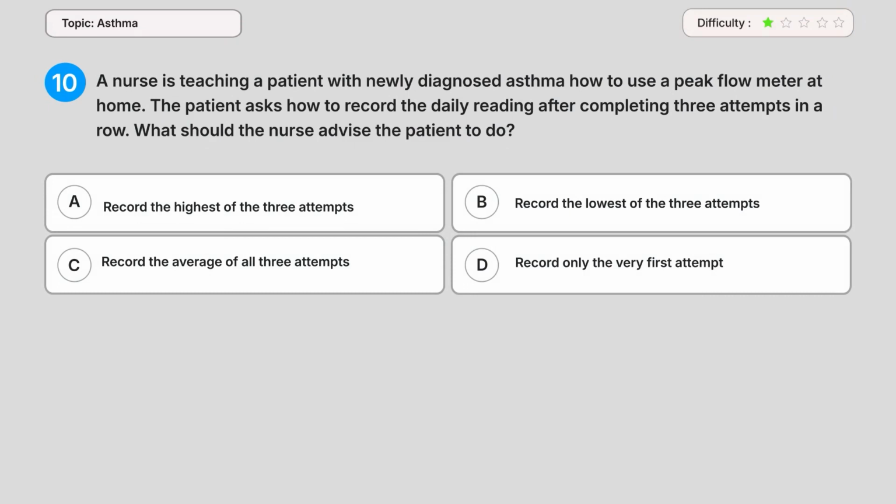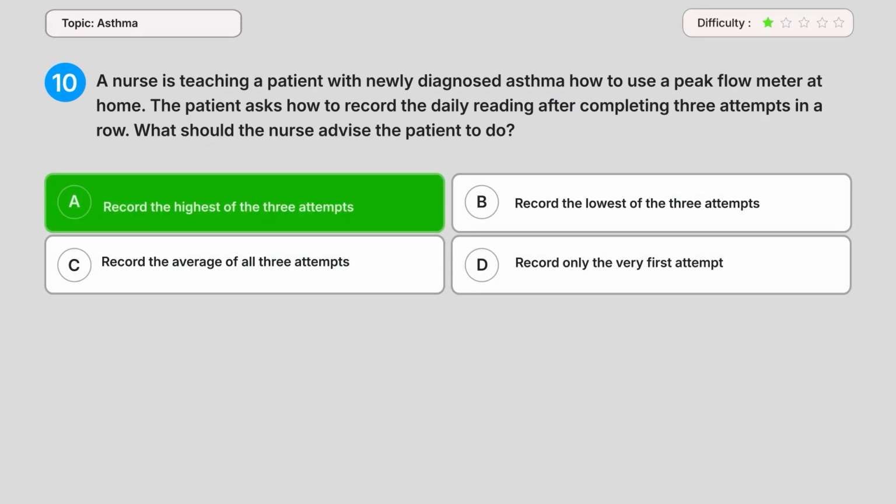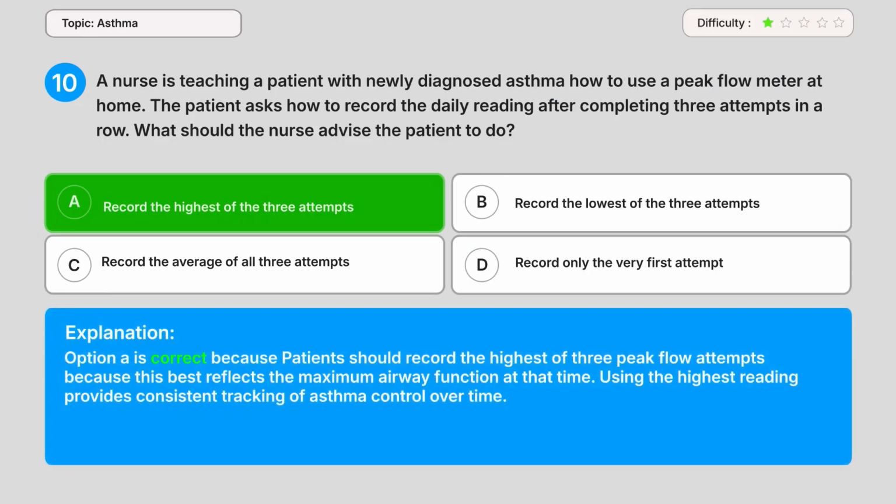Correct answer: A. Record the highest of the 3 attempts. Patients should record the highest of 3 peak flow attempts because this best reflects the maximum airway function at that time. Using the highest reading provides consistent tracking of asthma control over time.